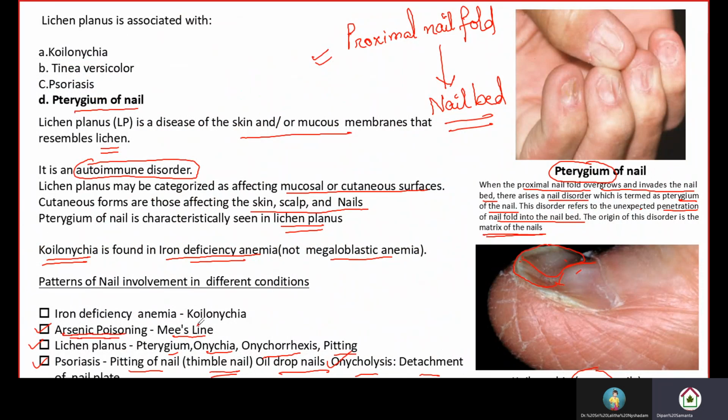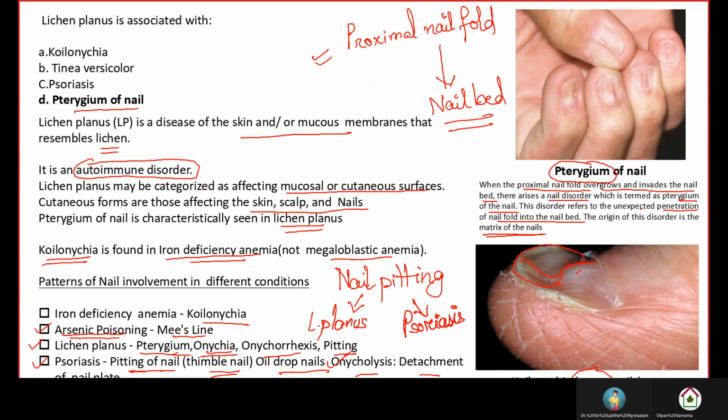Iron deficiency anemia gives koilonychia. Arsenic poisoning gives Mees lines. Lichen planus gives pterygium of nail, and pitting of nail. In psoriasis, pitting of nail. So again we revise, nail pitting is found in lichen planus and in psoriasis. And koilonychia is spoon-shaped nail, and in arsenic poisoning, Mees lines are found.